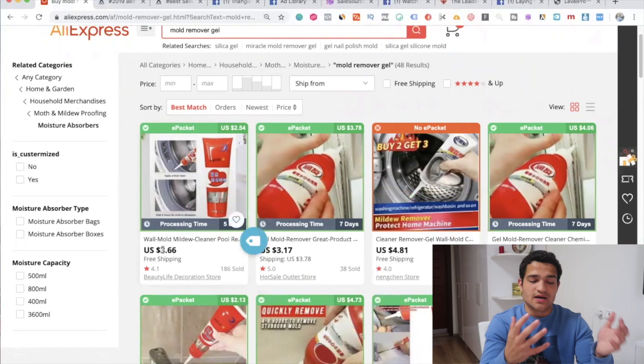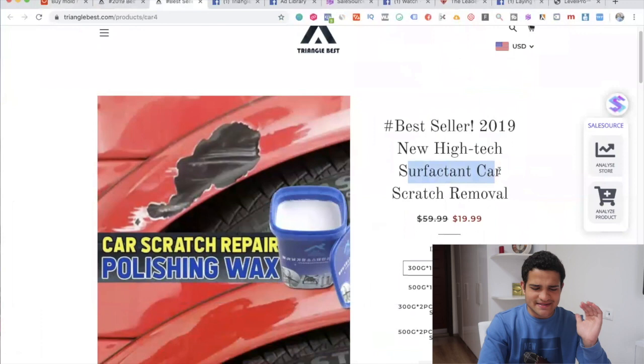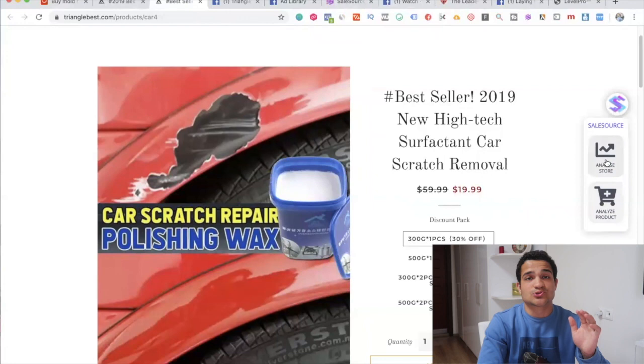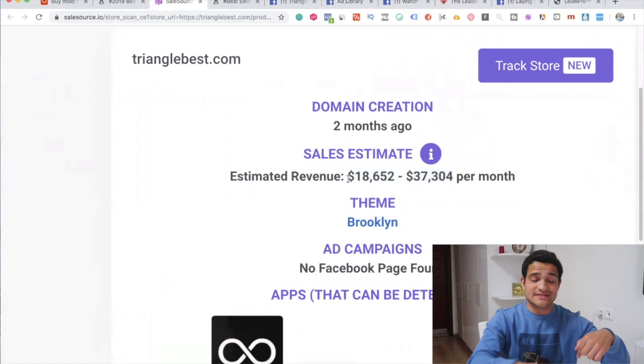Also, this particular store that's selling the mold remover, I wanna go into another product from their own brand. It's called the High Tech Surfactant Car Scratch Removal, which is also a product that is doing really well. If we look at sales source and we click and see how much money this brand in particular is making, they started about 2 months ago doing $18,000 to $37,000 per month. And if we go down to the winning products, you can see that the car scratcher is the first one.